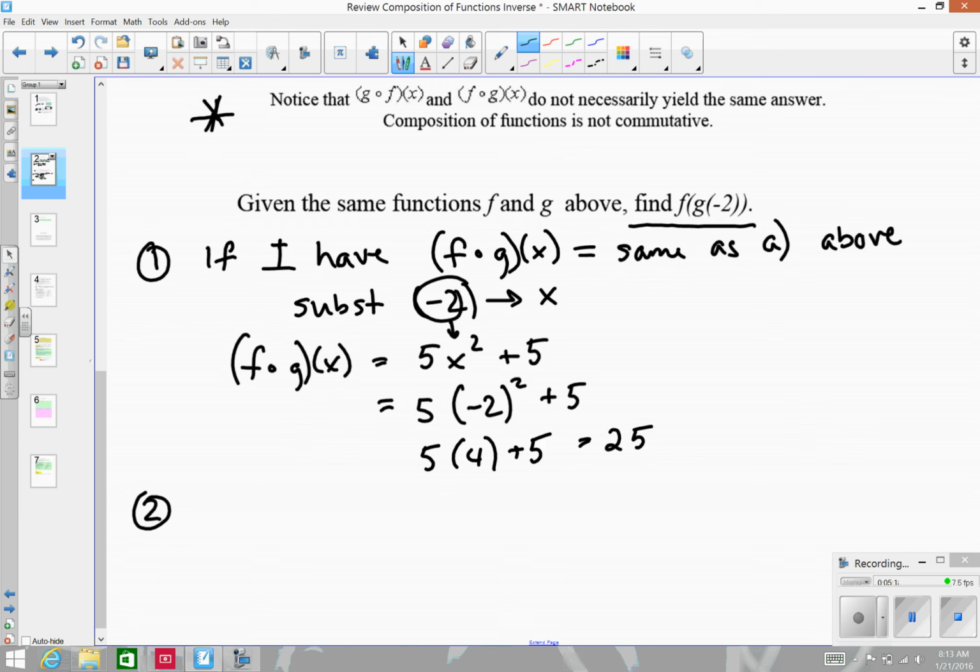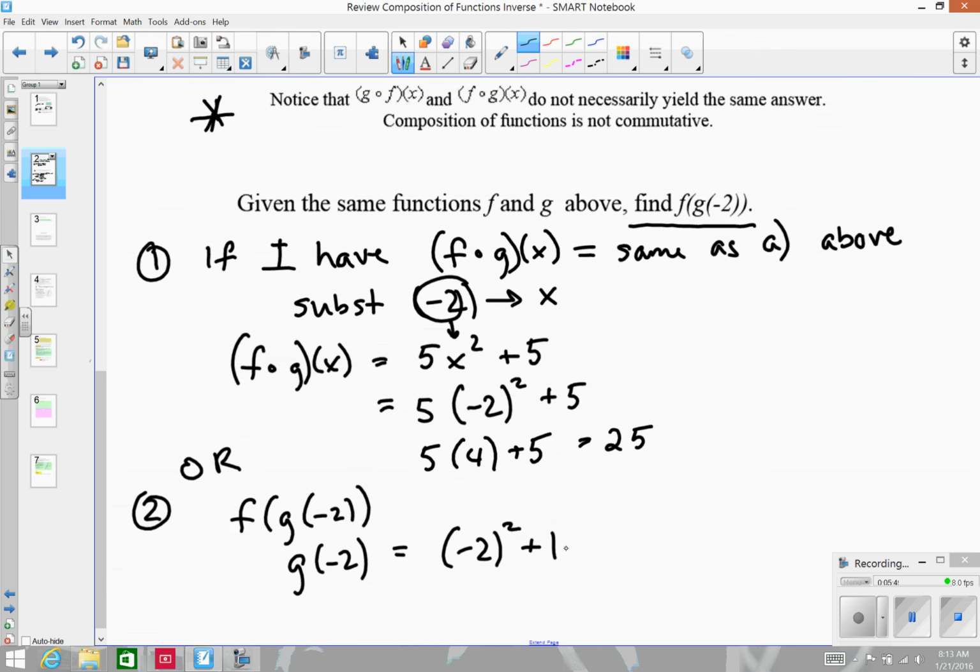My second method for doing this, so this is an or, 1 or 2. My second method to find f of g of negative 2 would be to first find g of negative 2. If I do that, I'm going to put a negative 2 into x for my g function. So remember, g was equal to x squared plus 1. So I'm going to put in a negative 2, square it, and add 1. And if I solve that, I get 4 plus 1, or 5.